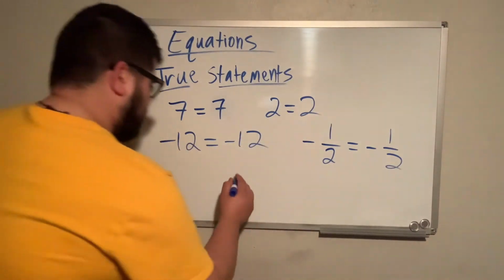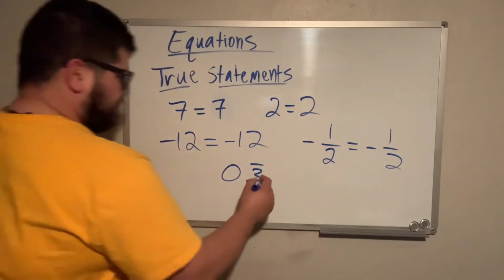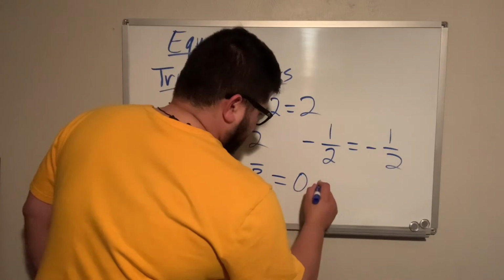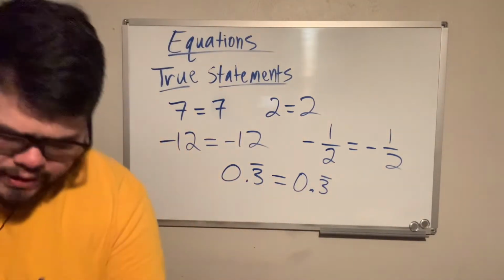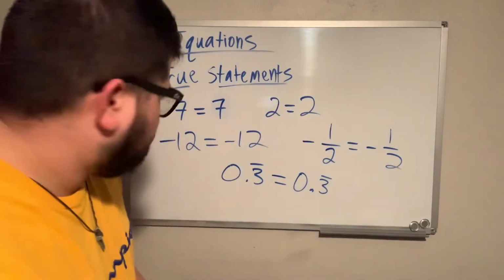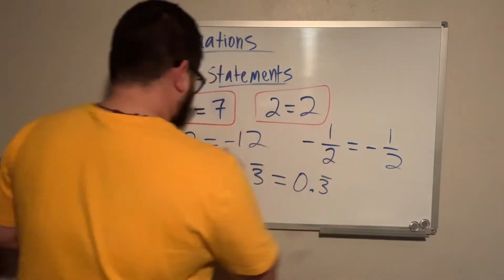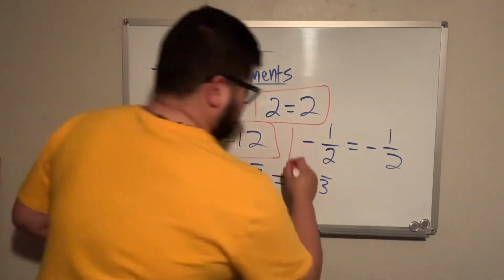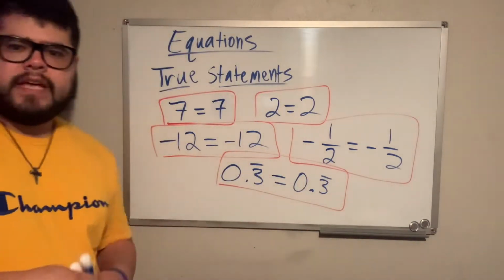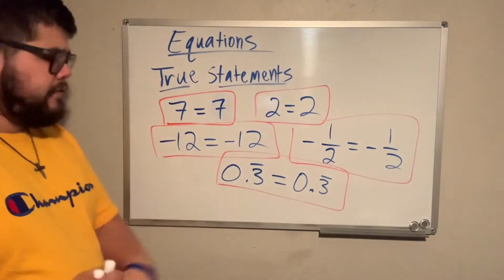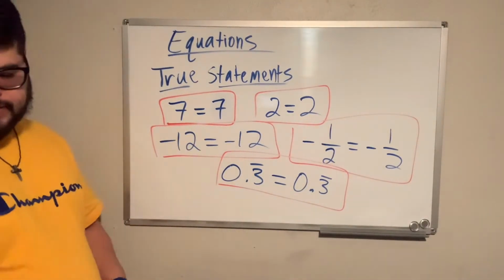And then last but not least, 0.3 repeating. Is 0.3 repeating the same thing as 0.3 repeating? Yeah, it's the same thing. So again, all of these are examples of true statements. Very, very true, okay? All five of these are true statements. Make sure you have that written down. We're about to move on to false statements.